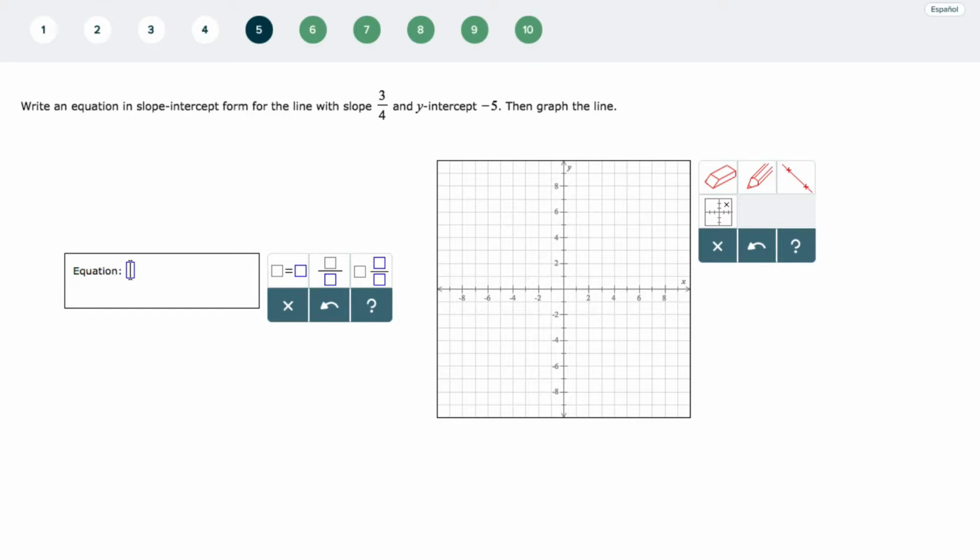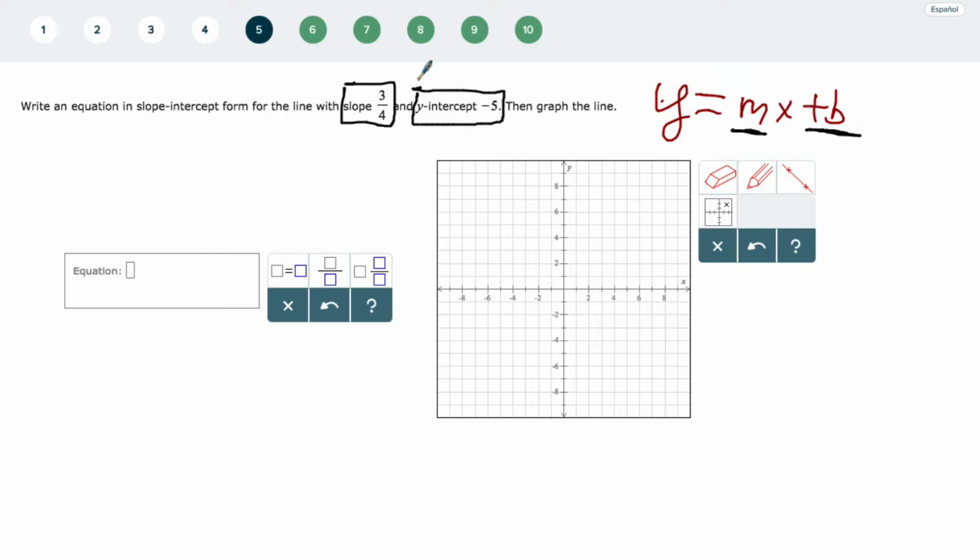Now write an equation in slope-intercept form. Again, that's y equals mx plus b, where we have our slope and our y-intercept, then graph the line. Okay, so the equation, we're just going to plug in the slope and the y-intercept just like the last two. So y equals, and what's our slope? Our slope is 3 divided by 4. And then we have the x. And then our y-intercept is negative 5.